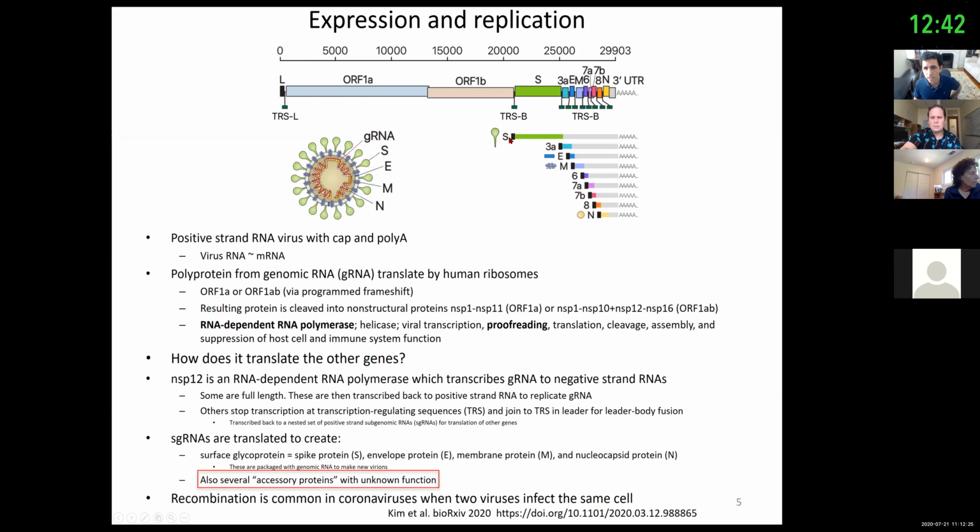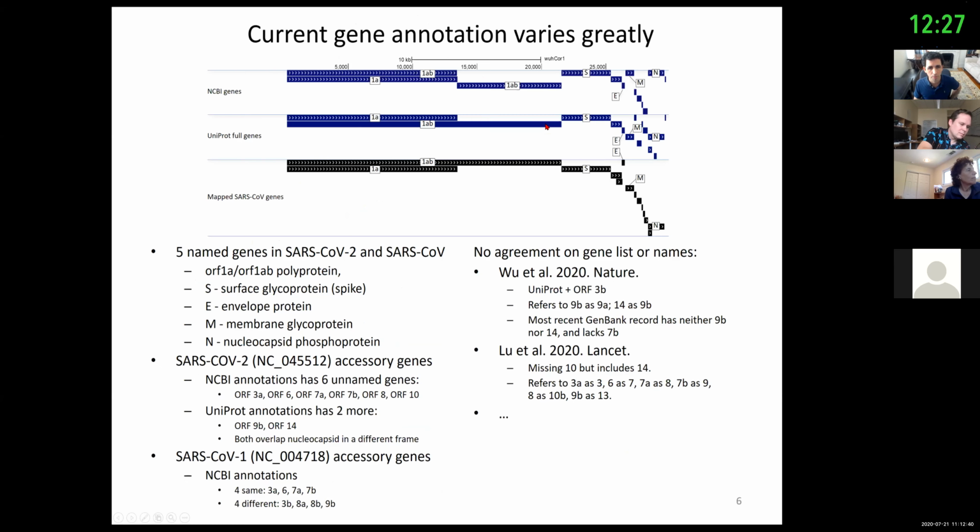And it also produces these subgenomic transcripts that allow it to effectively translate the rest of the proteins with a single translation product for each of those transcripts of the subgenomic RNAs. But how many proteins are actually produced? Well, here's the gene annotation, and it varies greatly.